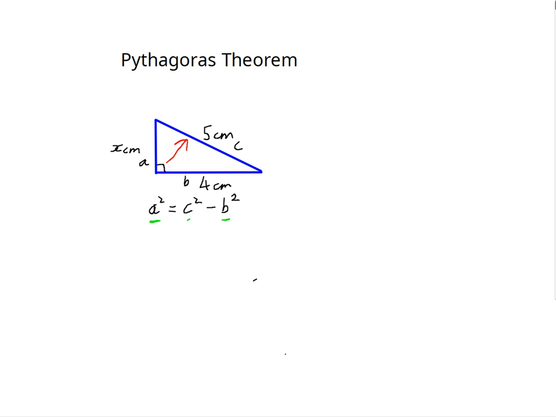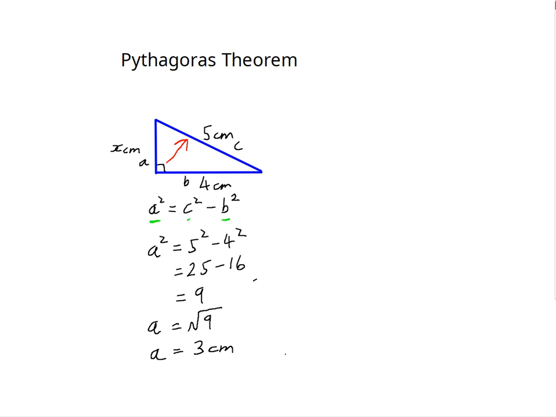Okay. So what we can then do is A squared is equal to 5 squared minus 4 squared, which is 25 minus 16, which is 9. And that's A squared equals 9. A is going to be the square root of 9. So A is 3 centimetres. Okay.